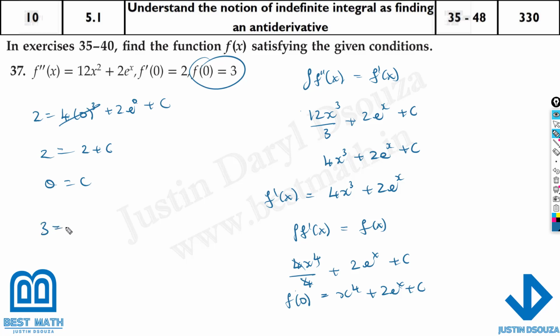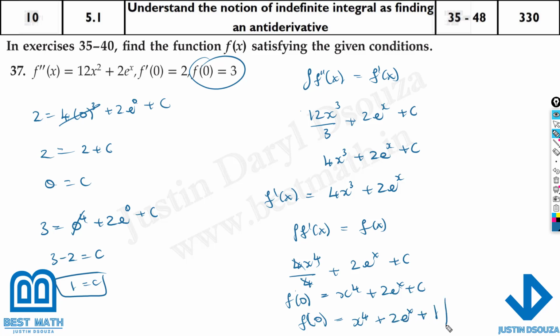So here 3 equals 0 to the power 4 plus 2e to the power 0 plus c. Now we will cancel this 0 off, and this is 2 into 1 because e to the power 0 is 1. Anything raised to the power 0 is 1. 3 minus 2 is equal to c, that is 1 equals c. So the final answer for f of x is x power 4 plus 2e to the power x plus 1. So this is the correct answer.